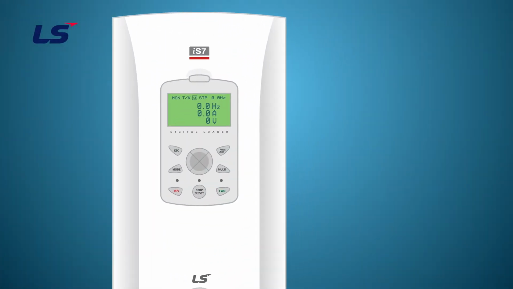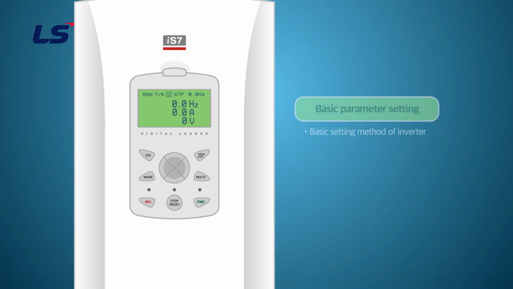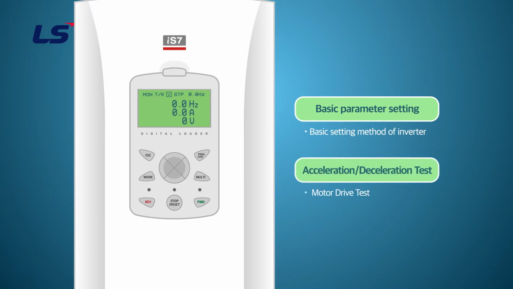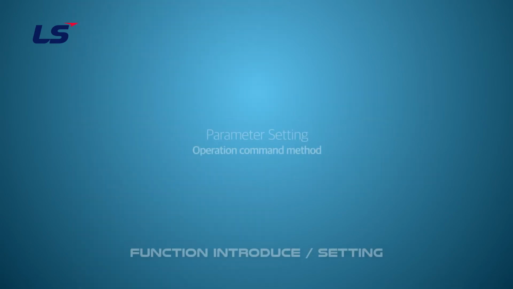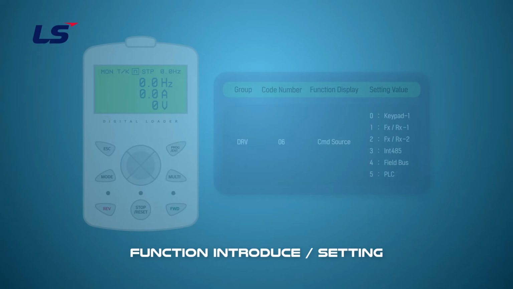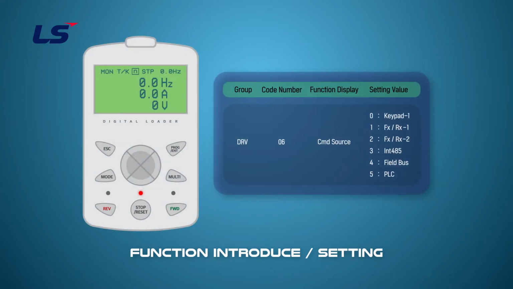In this video, we will learn how to set up input power and motor's nameplate information on iS7 and how to test acceleration and deceleration briefly. Power environment, control method, and motor parameter settings are required to operate the motor smoothly with the drive.